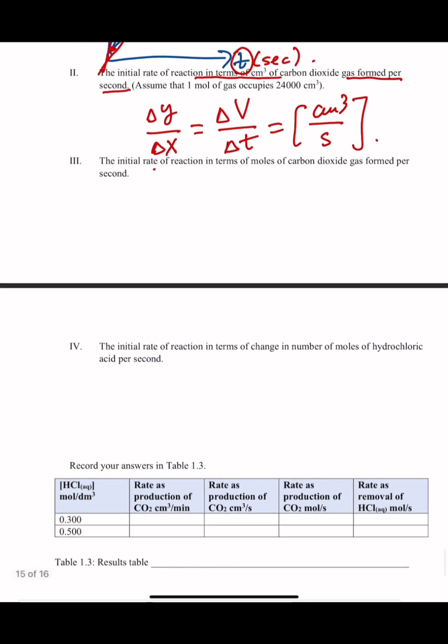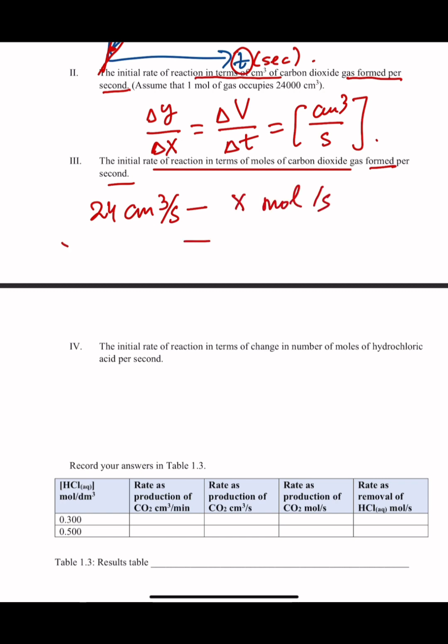And then for this one, initial rate of reaction in terms of mole of carbon dioxide per second. So you know that centimeter cube, let's say 24 centimeter cube per second, right? So this is 24 centimeter cube per second. And then you want to find out how many you have for the 1 mole. Is that clear? So there is one thing you need to find out. 24 centimeter cube per second is x mole per second.